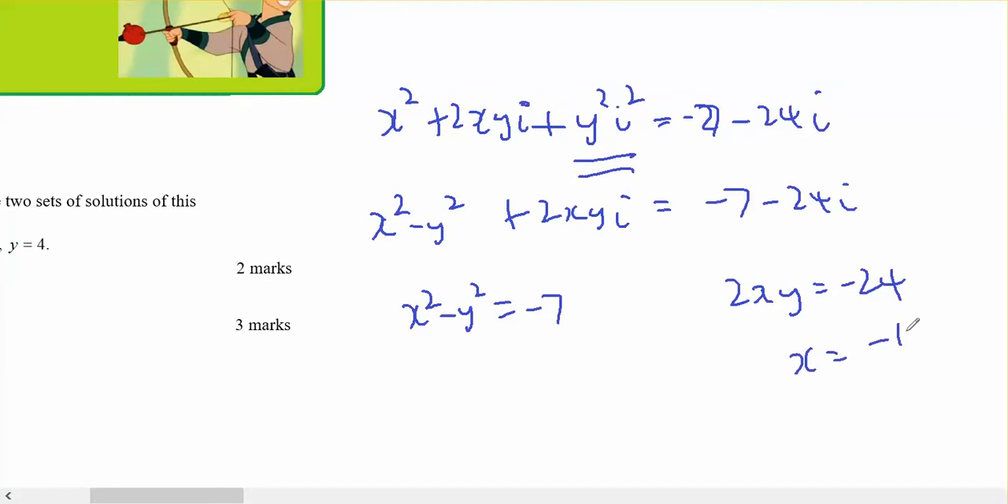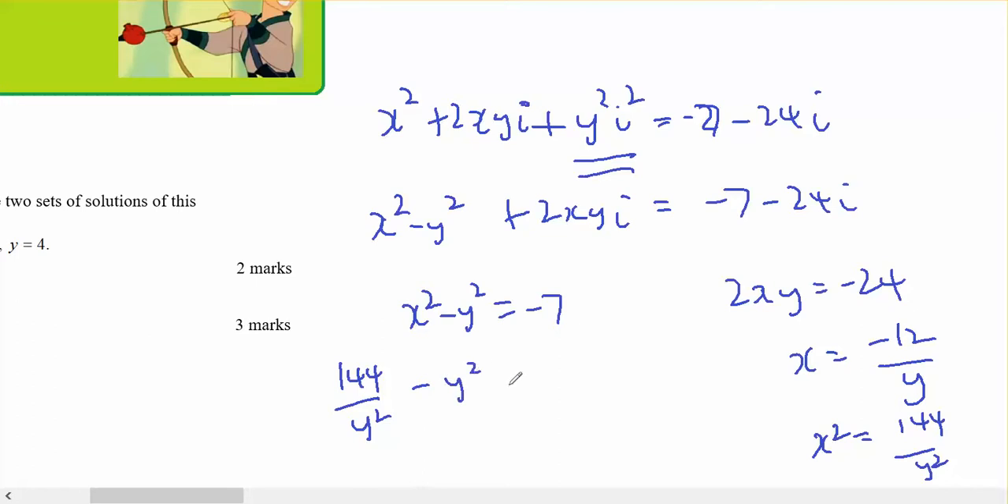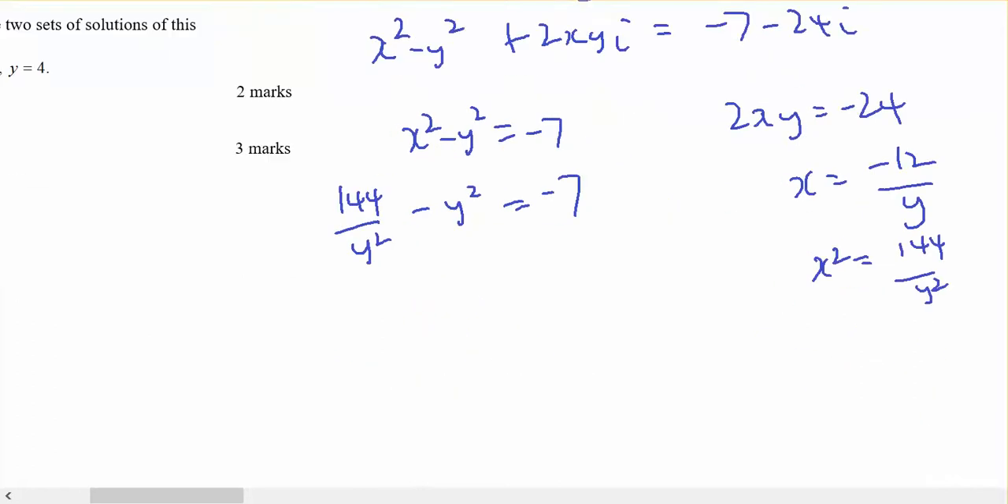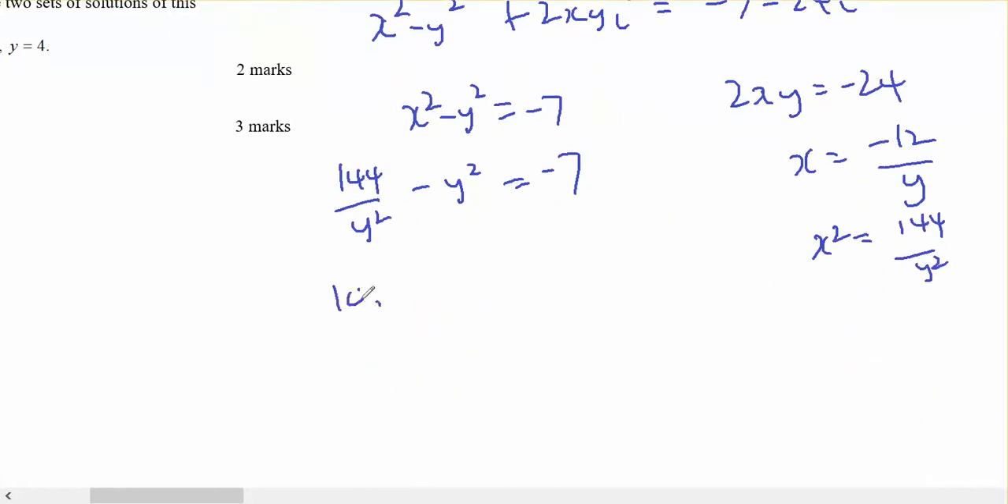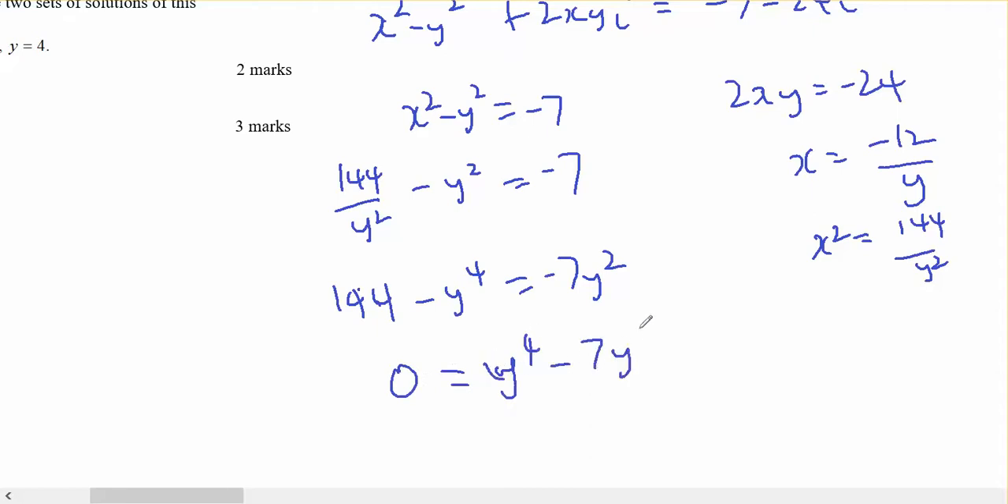x equals negative 12 on y, so x squared equals 144 on y squared. And up over here, that gives me 144 on y squared minus y squared equals negative 7. So 144 minus y to the 4 equals minus 7y squared, which is 0 equals y to the 4 minus 7y squared plus 144.